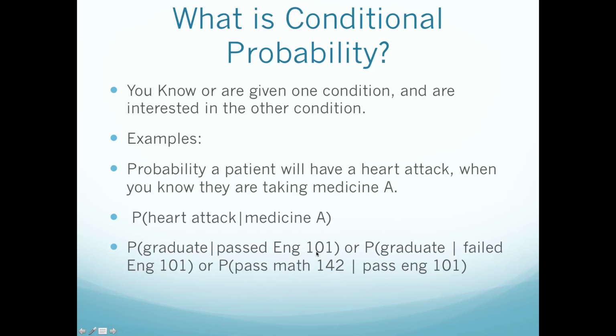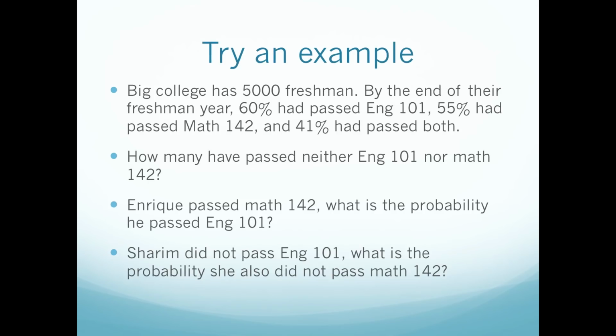A college administrator might be interested in this. They might say, well, if we can get students through English 101, they're much more likely to graduate. The probability they graduate when they pass English 101 is this. So we should have an emphasis on these students to get them through 101. Might be very important in decisions the college was making to try and set up a more efficient protocol for its students. So let's try an example.